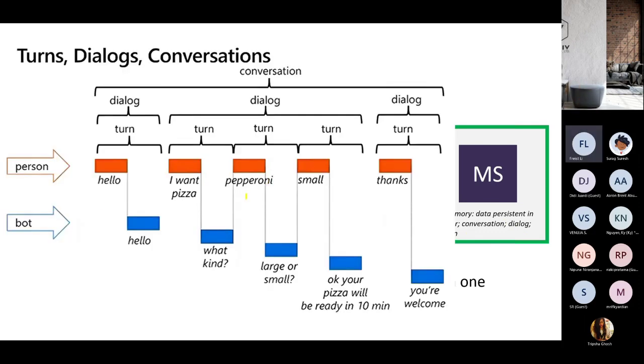For example, if we want to save the value in turn, this means one turn is like a person talks to the bot. We call this one turn, and one dialog can contain multiple turns. Okay, so I want pizza, then it will understand the pizza is one value of this turn and then move forward. So if we want to keep the value scope longer, we can save it to conversation or users.